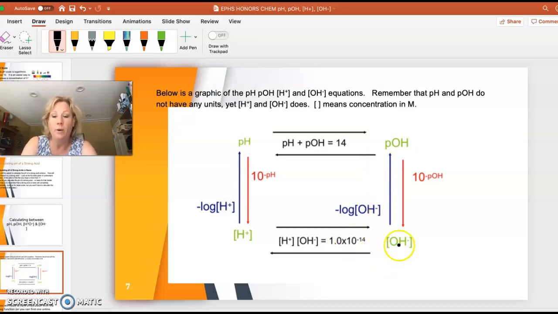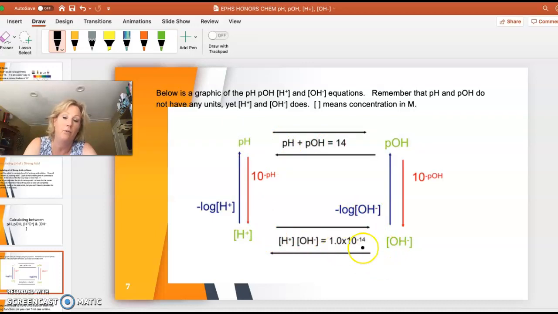And then depending on what you have, so if you have the hydroxide ion and you want the pH, you could calculate the pOH by taking the negative log of that number. Then you'd have the pOH. You could then subtract that from 14 to get the pH. So there are different roads you could travel.